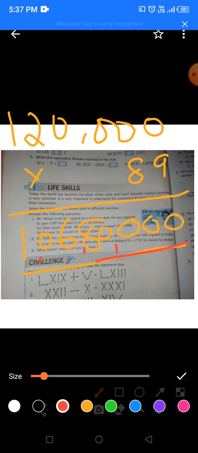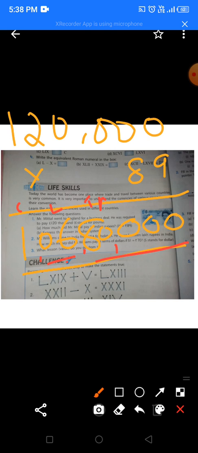So he paid 120,000 pound in England, and if you have to convert it into Indian rupees, it will be 1 crore. See here, 1 crore. This is the lakh period, 6 lakh, and this is the thousand period, 80,000. Okay. So I hope this is clear to you. Then children, we will read the next question.